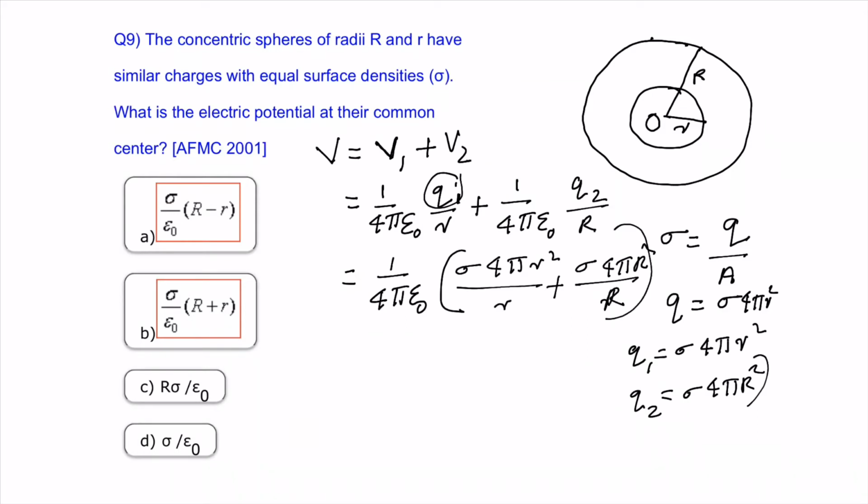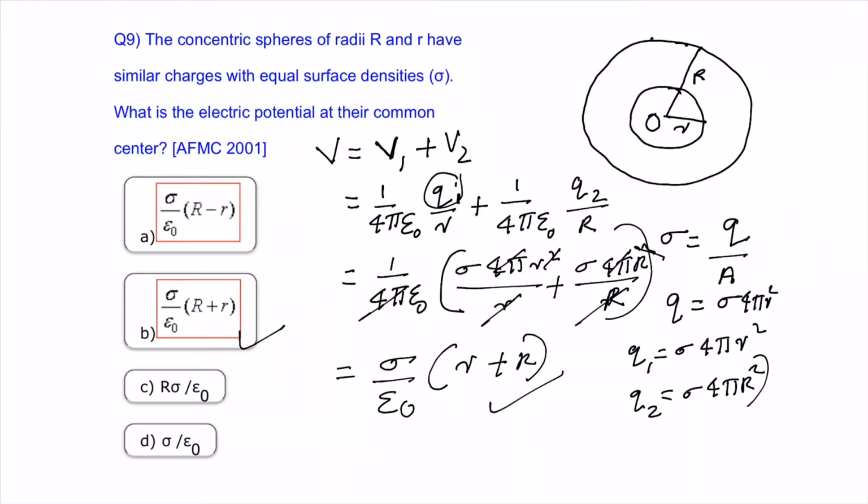Okay, now 4 pi you can cancel. Sigma is common, you can put it outside. Now r square by r and R square by R, you will get R plus r. So option B is the answer.